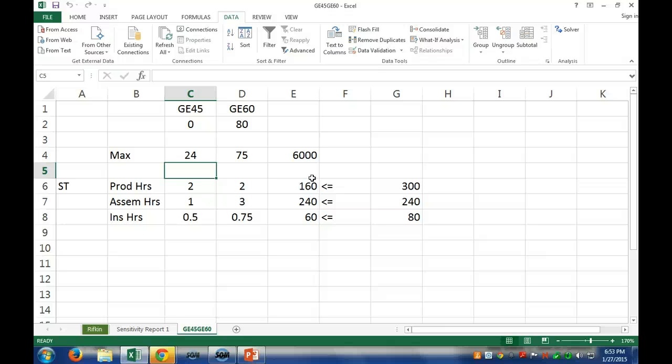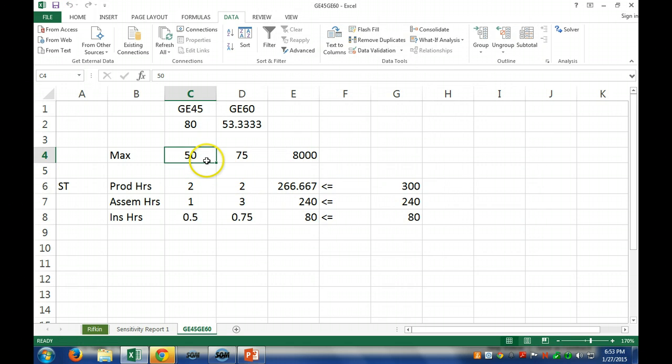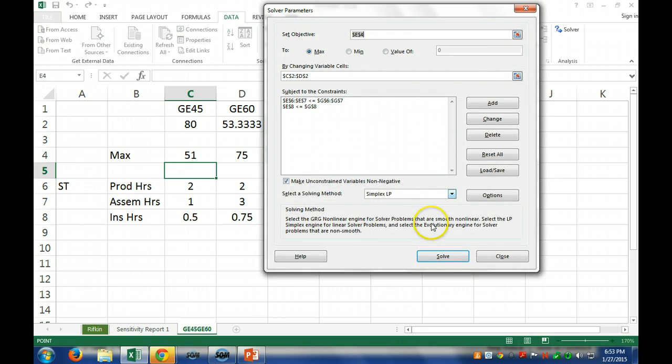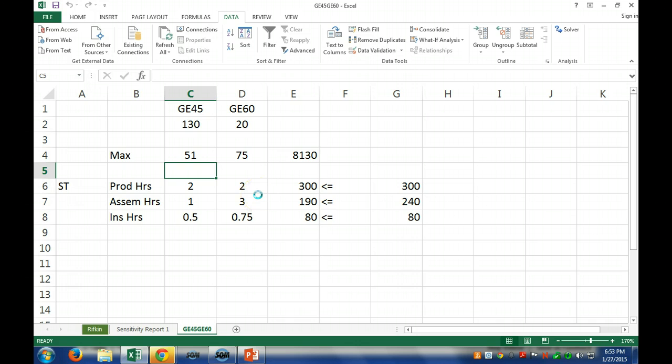I was testing the bottom end of it, but let's test the top end of it. So I'm going to go back to 50. I'm going to resolve, and it's going to take me back to 80 and 53. But it's telling me the allowable increase is nothing. Meaning if I go one more higher, if I just go a buck higher, what does it tell me is going to happen? Our mix is going to change because it's outside the range of optimality. So I put in 51. I resolve. And now I'm making 130 and 20.